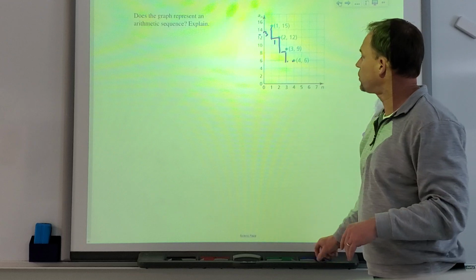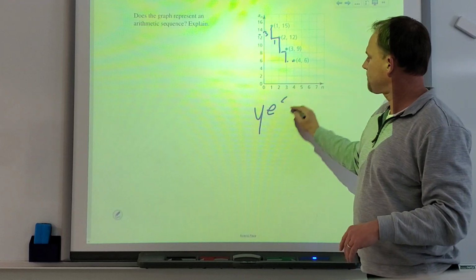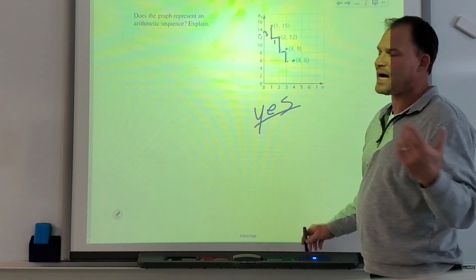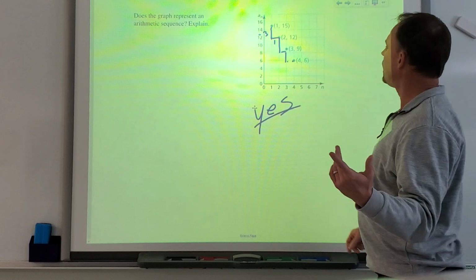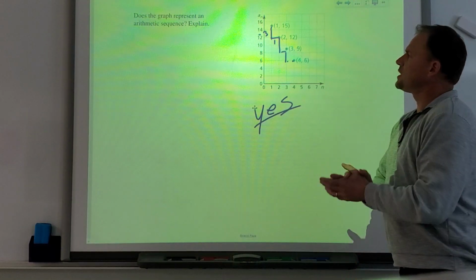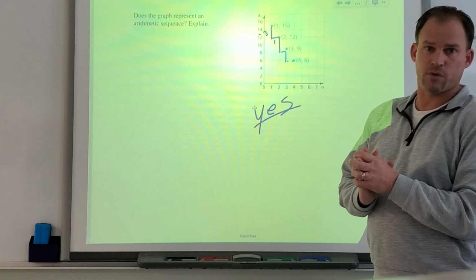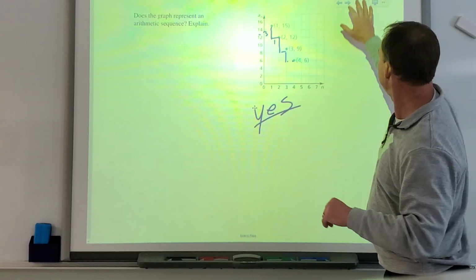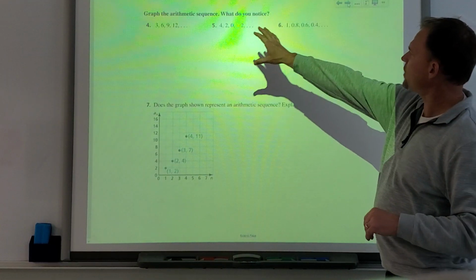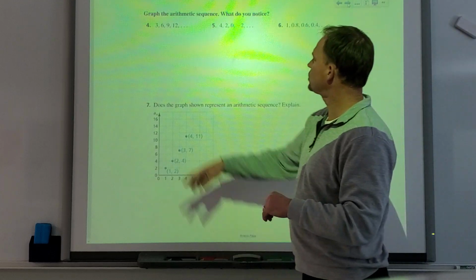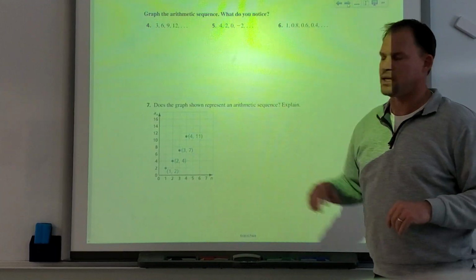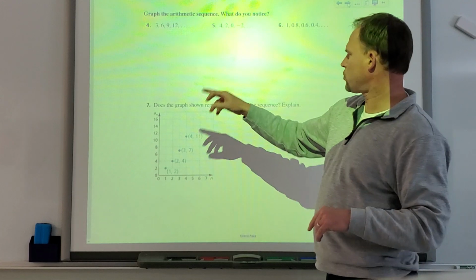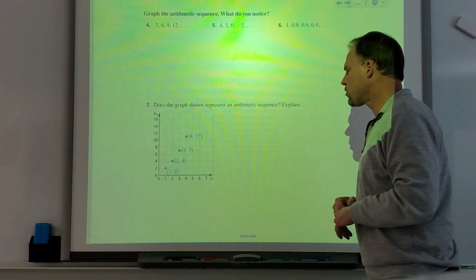So, I didn't write an answer. So this one is yes. It has a constant rate of change. You could say that the common difference is the same for each point, or you could say they're in a straight line. So, we're not going to graph those. I want to take a look at this one down here. Does the graph shown represent an arithmetic sequence?